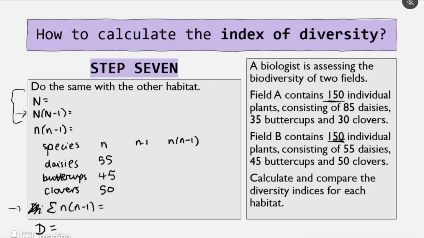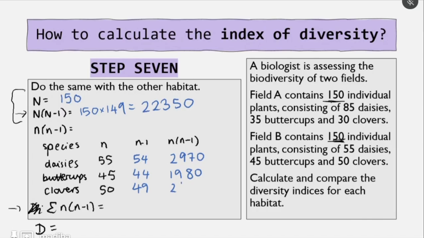So hopefully you should have gotten some answers for that. So I'll just fill them in now. So N is 150, it says in the question, and 150 times 149 is going to be the exact same as before. So you got 22350. And now we're going to work out all of the N minus 1 things. So each species. So we've got 54, 44, and 49. And with the calculator stuff that I've written before, I got 2970, 1980, and 2450. And the sum of all that, I got 7,400.